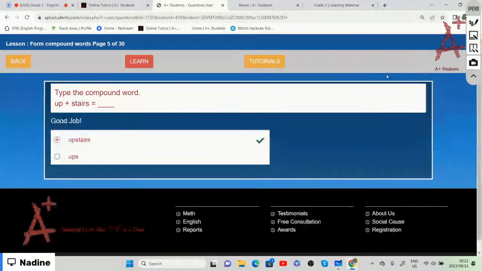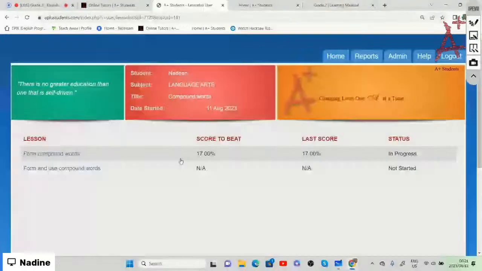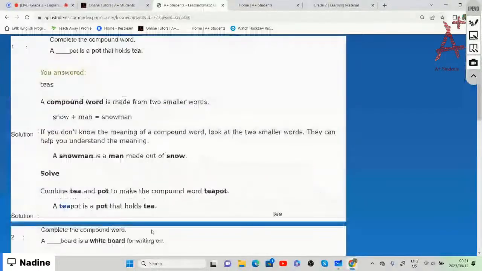All right, so that is for compound words. And we said a compound word is two smaller words that you put together to make one bigger word. And the bigger word that we made from the two smaller words, we call the compound word. Now we're going to form and use compound words, right?